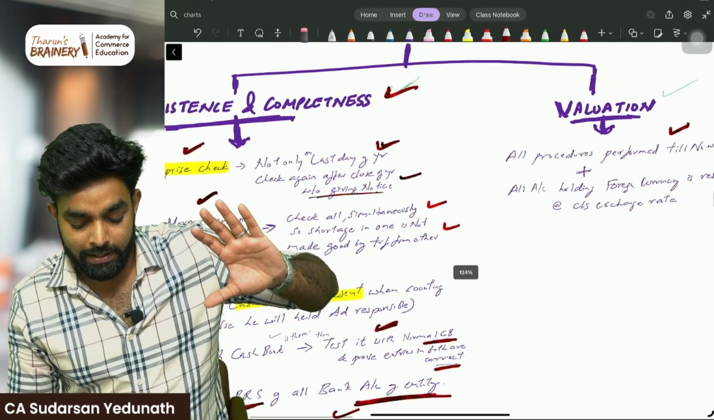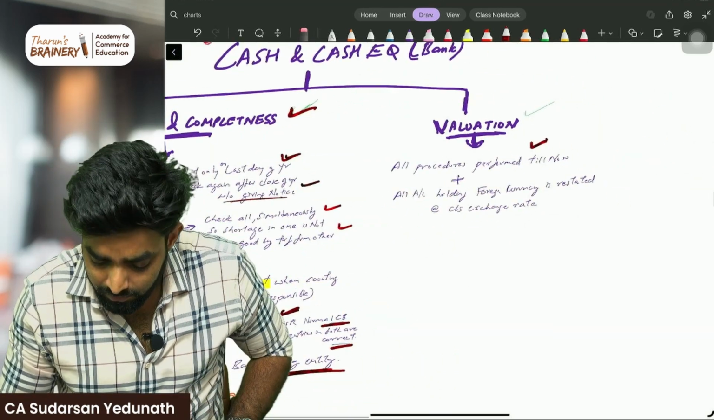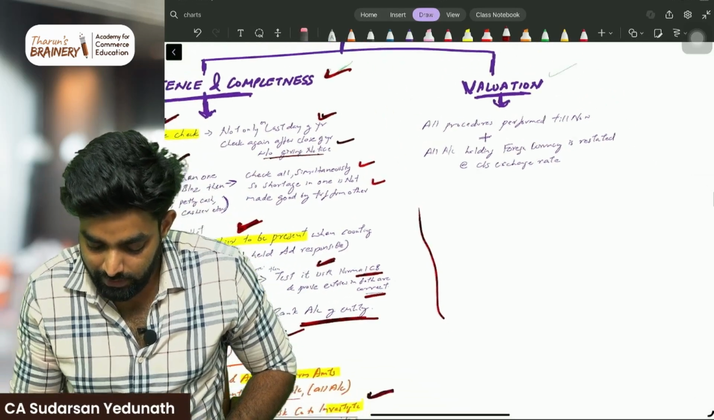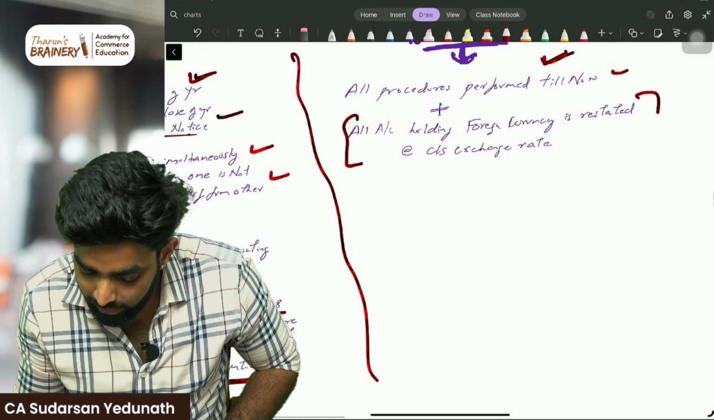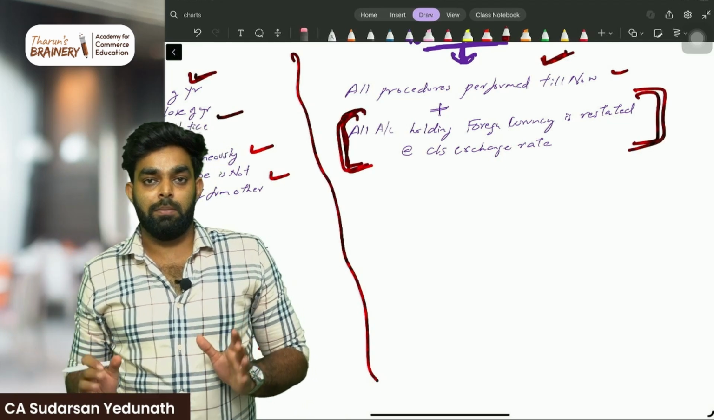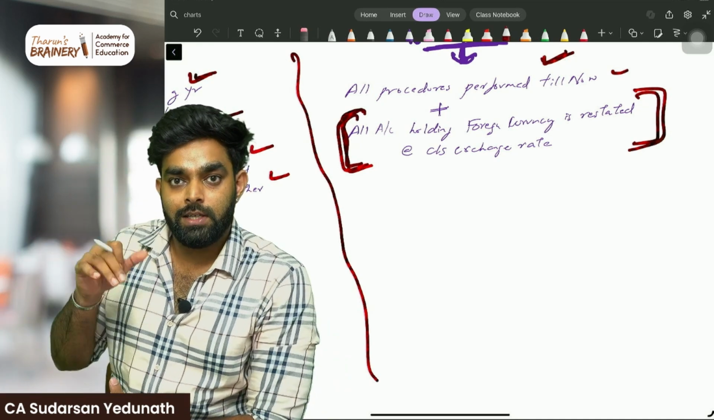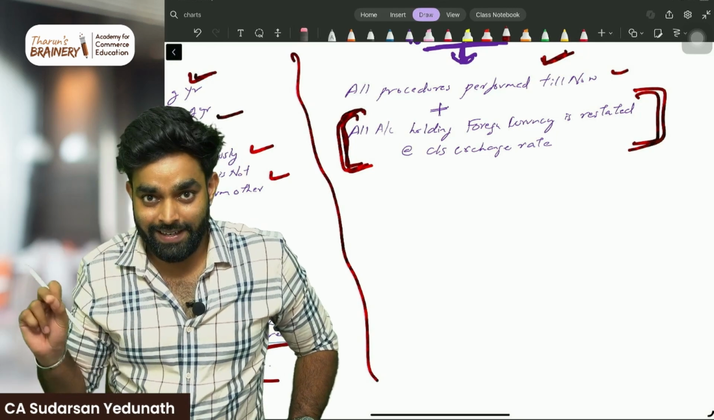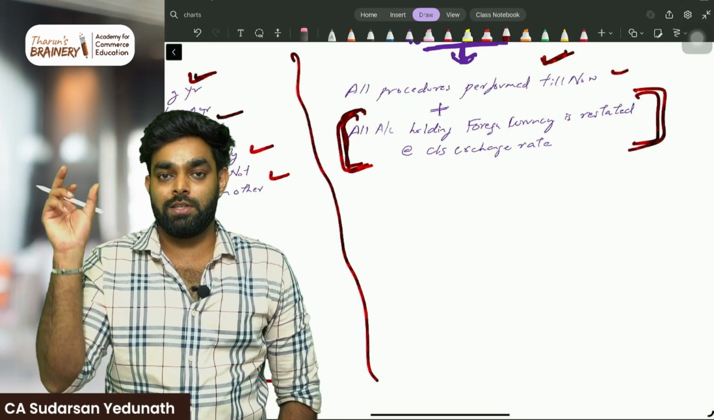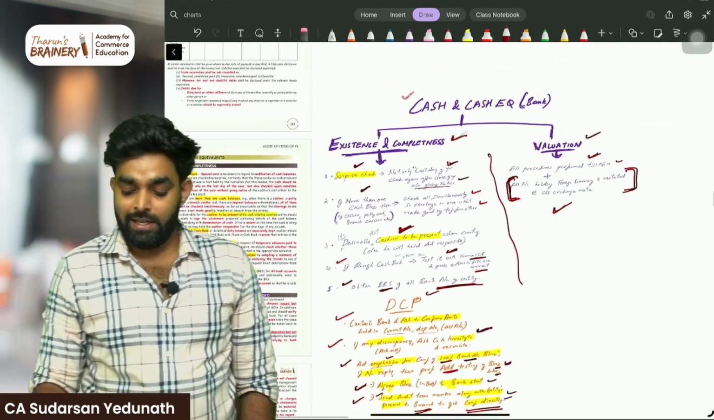The next is valuation. All the procedures performed till now. Valuation means checking that the amount is correct, that the amount of trade receivable is correct or not. All the procedures we did till now, plus all accounts holding foreign currencies restated at the closing exchange rate. You just have to check. If the company has any bank account where we hold foreign currency, when you are making the balance sheet in India, you will make it in rupees, right? So the restatement happens properly. Make sure that the conversion from dollar to rupee was proper. That's it. Hope you got cash and cash equivalents also, right?